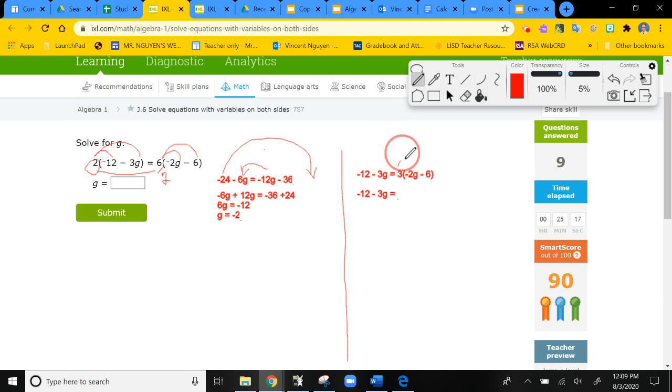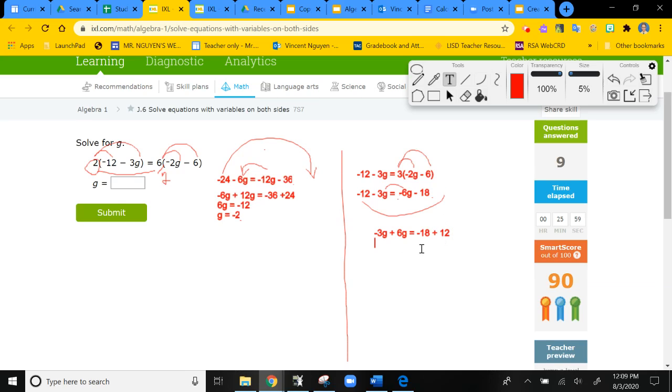So what you're going to do is distribute this in. So you're going to end up with, what is it, negative 6g minus 18. And then because it is smaller, we're going to move this one over here. And then we're going to move the 12 back. So we're going to end up with negative 3g plus 6g equals negative 18 plus 12. Because I'm moving this negative 12 over, it becomes plus 12.